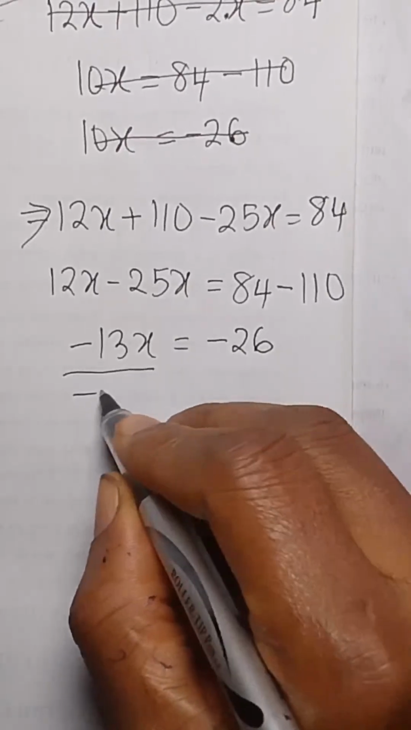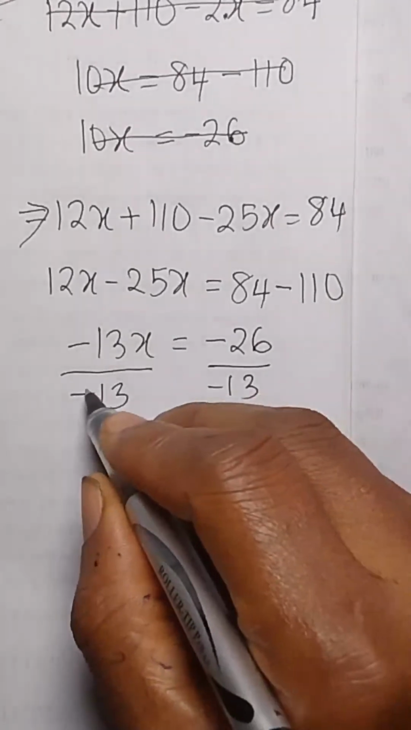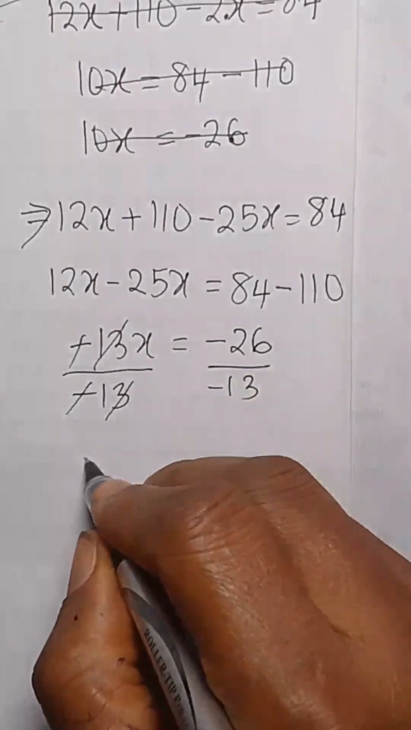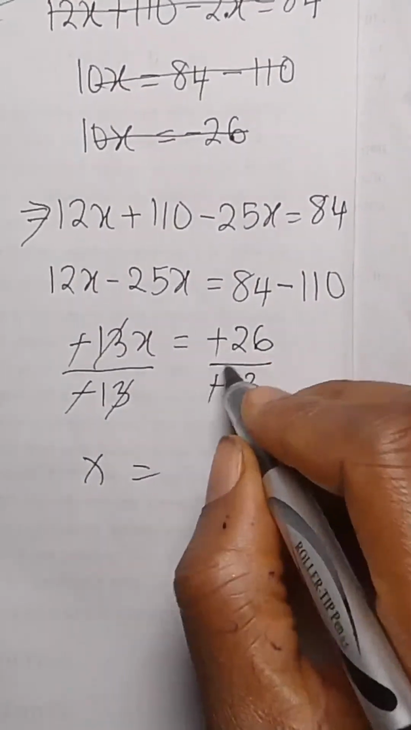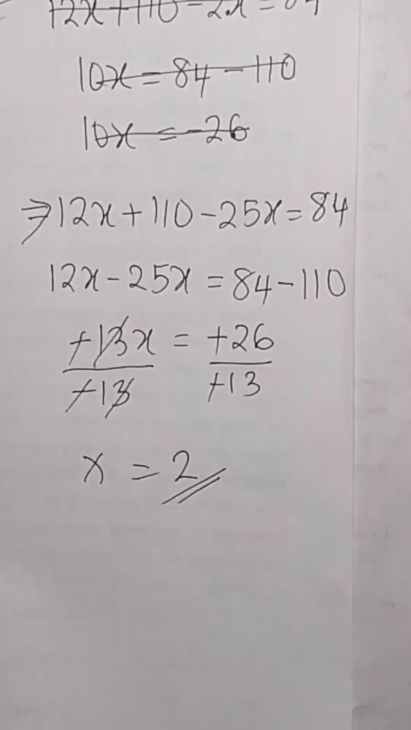Divide both sides by minus 13. Okay. Minus will cancel minus 13 will cancel to give us x. Minus will cancel, 26 divided by 13 will give us 2. So our x is 2.